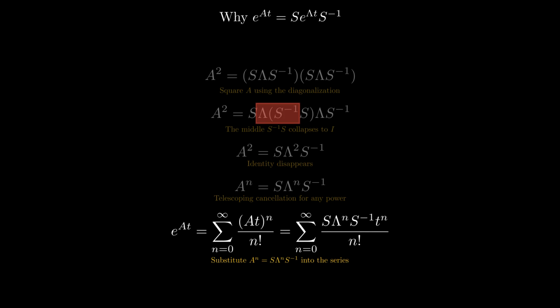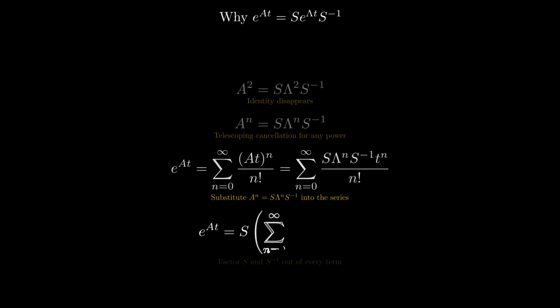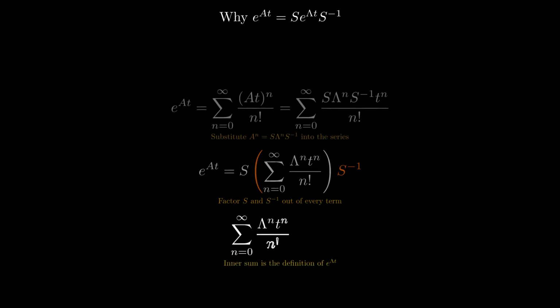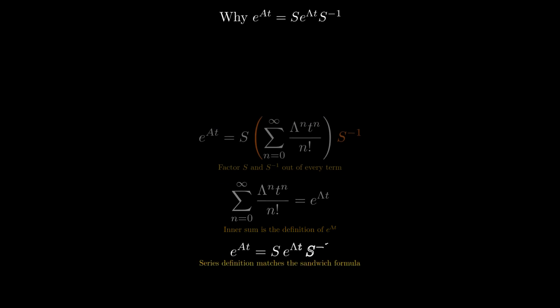Every single term has an S sitting on the far left and an S inverse on the far right, so we can factor them out of the whole sum. What remains sandwiched in the middle is the sum of lambda to the n times t to the n over n factorial, and that's exactly the definition of e to the lambda t. So the series definition and the sandwich formula agree: e to the At equals S times e to the lambda t times S inverse.